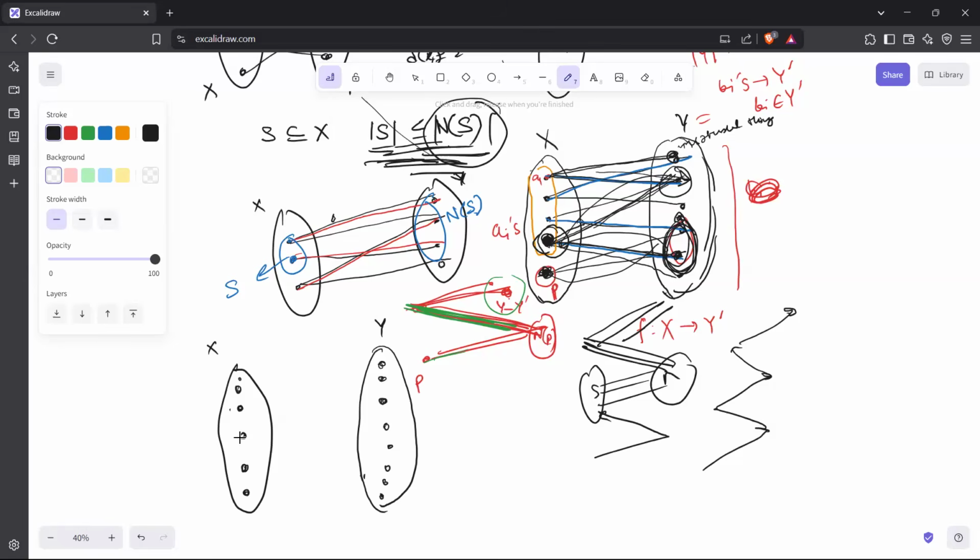Okay, we consider that. We consider the neighbors of P, the AIs which are matched to neighbors of P. And then we consider their neighbors which are outside of the neighbors of P.